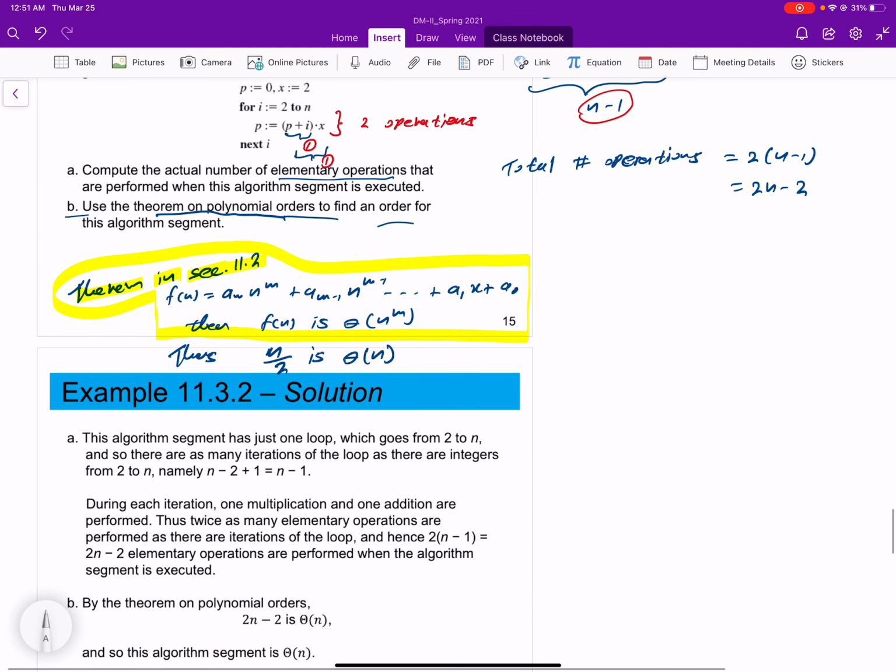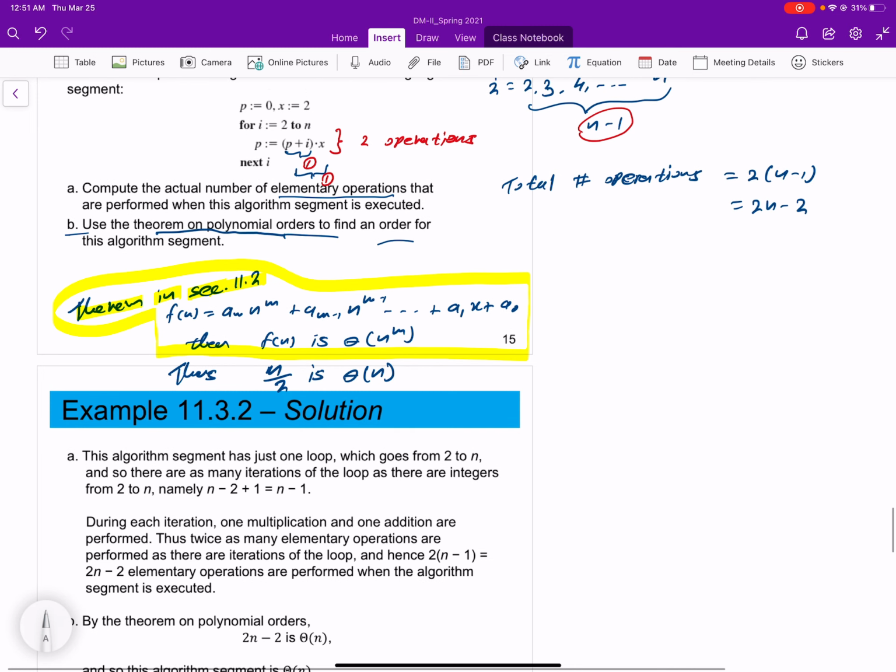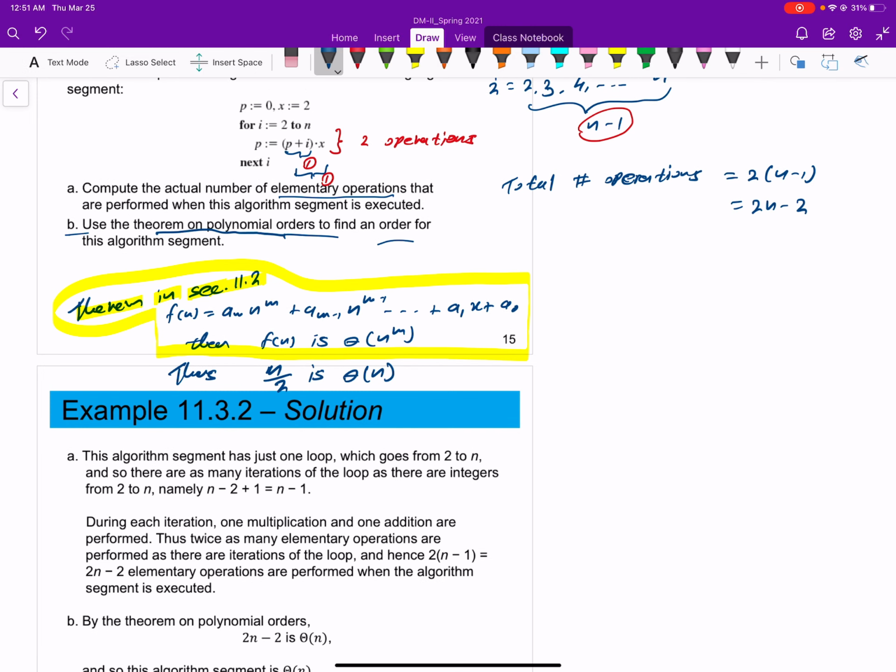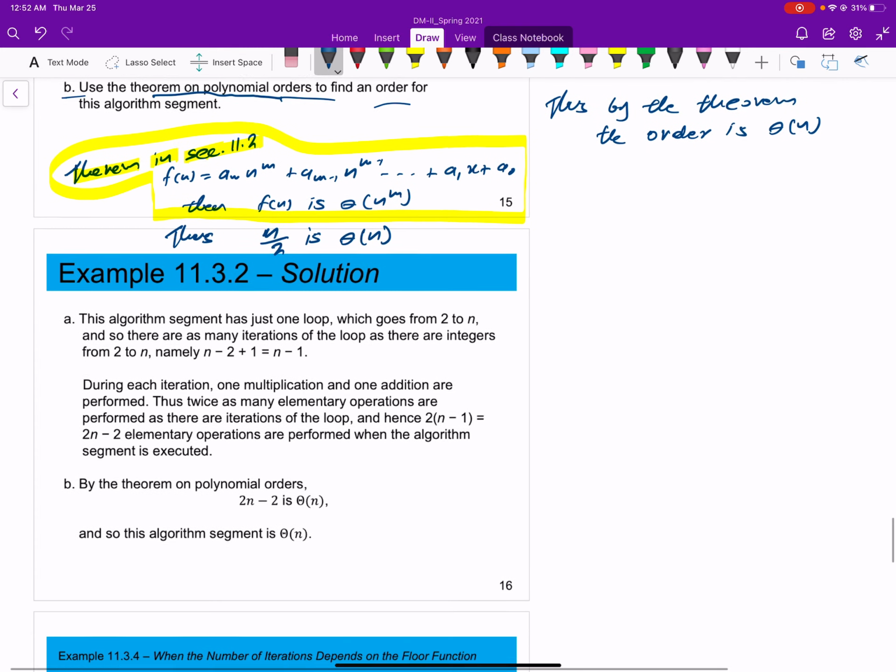Alright, so this is the theorem. This theorem says the order here is... thus by the theorem the order is theta n. All right, so this is explained in the next slide.